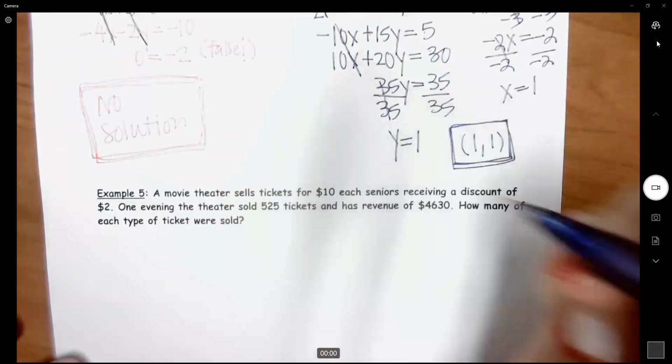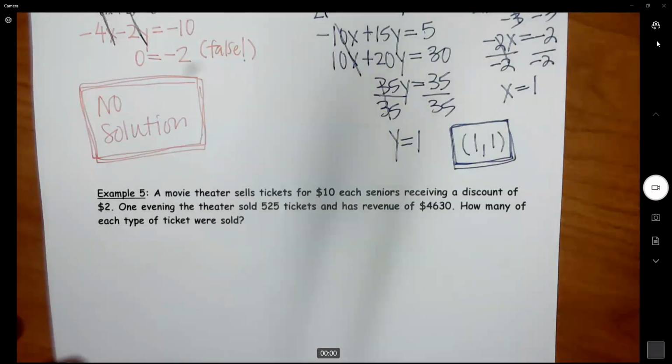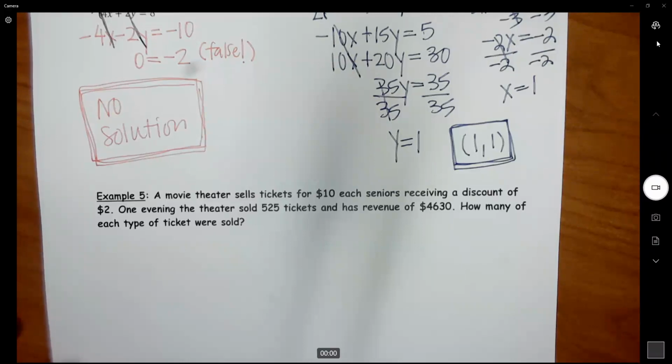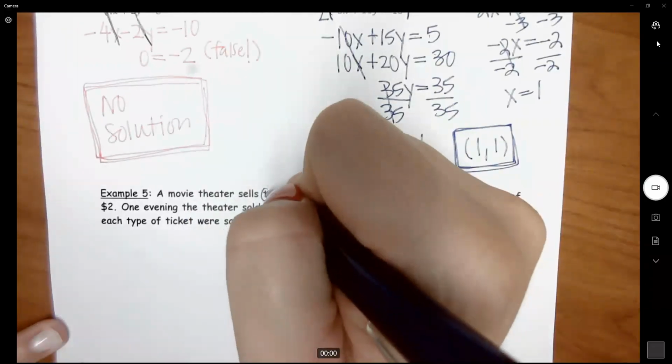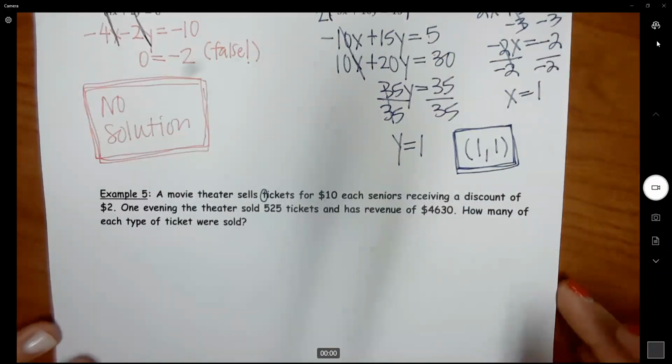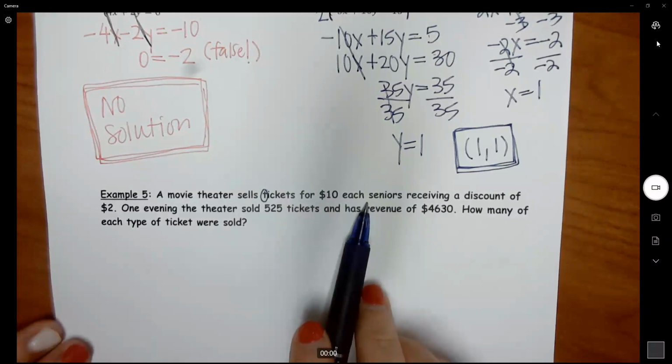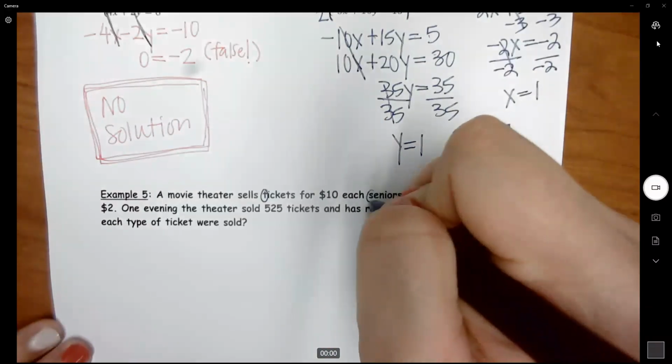Okay, so you can pick variables of x and y. I like to pick variables that make sense to the problem. That way I don't have to figure out what I assigned x to be, what I assigned y to be. So I'm going to call regular price tickets T and my senior tickets S.